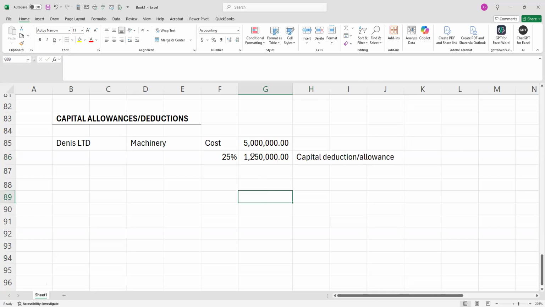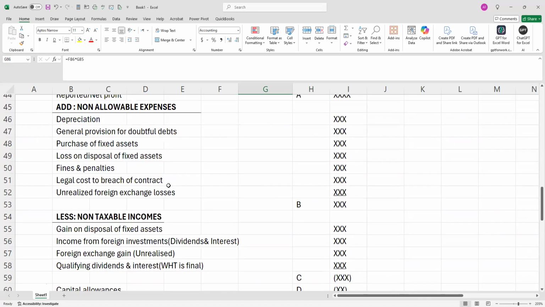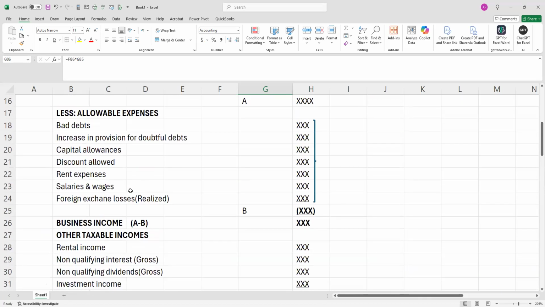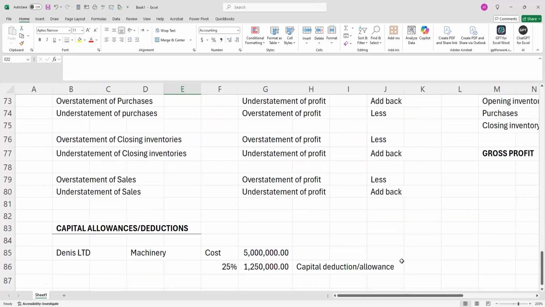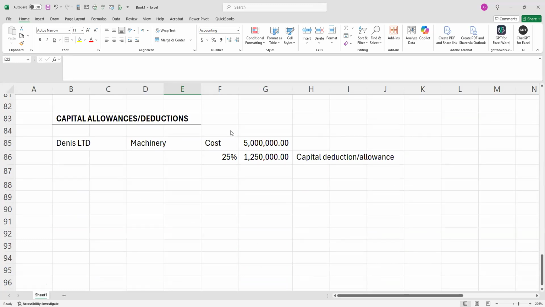So that's why we've said capital allowance will be taken as an allowable expense. We took capital allowance here as an allowable expense because the taxman has now permitted us to deduct these expenses on our income. So that if I was supposed to be taxed 2 million, I will not be taxed 2 million, but a different amount. See, that is the whole idea of capital deduction.